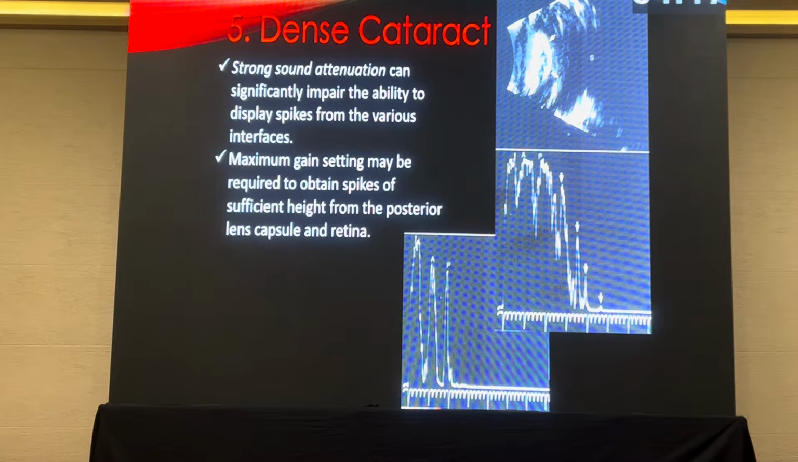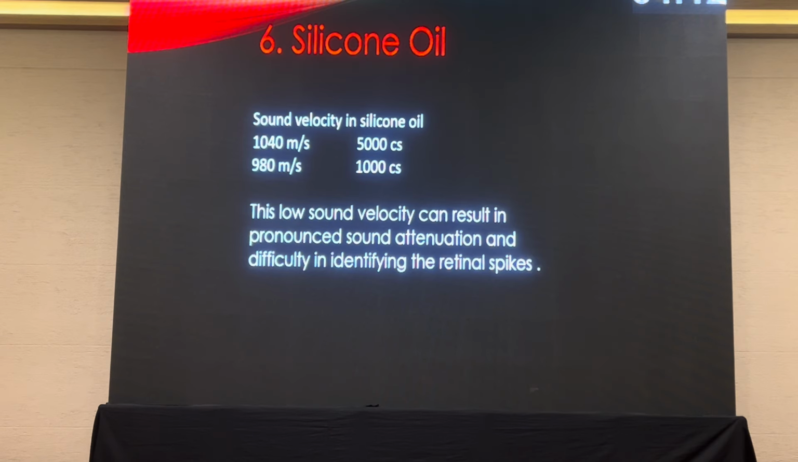And in a dense cataract, here is the only reason where we should keep maximum gain, because we may not get it otherwise. Silicone oil, again, will attenuate the speed of the ultrasonic wave. So depending on how many centipoise it is, you will have to make adjustments.